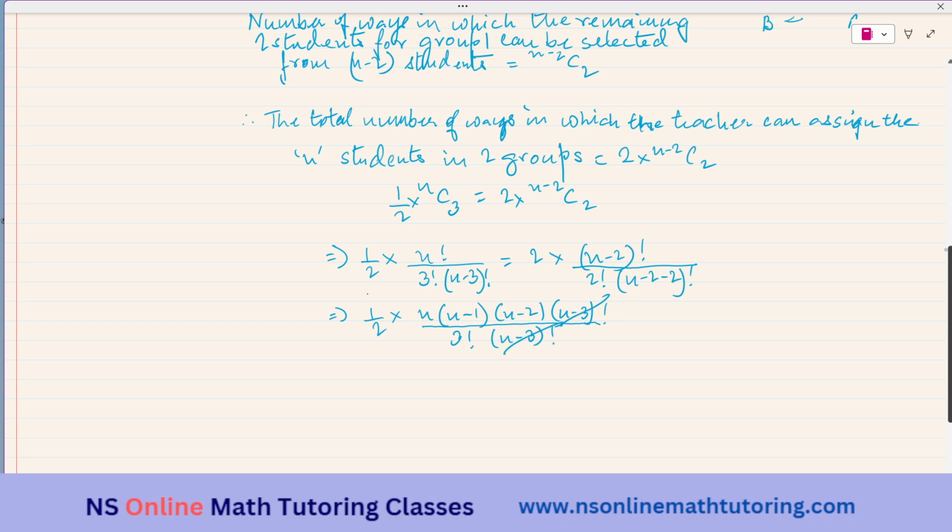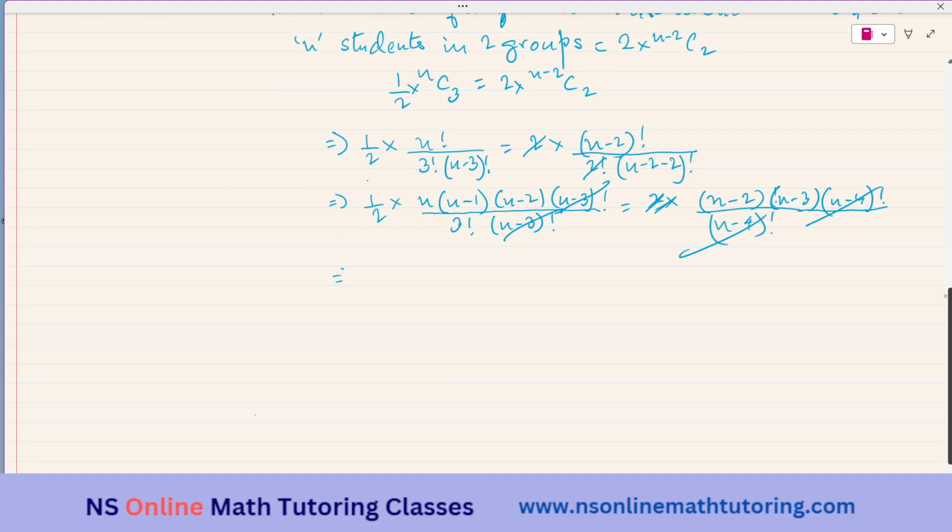These two will be getting cancelled, and for this part it is 2 times, and this 2 can get cancelled. Okay, and n minus 2 factorial, so this will not be there. N minus 2 factorial over n minus 4 factorial. So n minus 2 factorial can be written as n minus 2 times n minus 3 times n minus 4 factorial. And in the denominator it is n minus 4 factorial, so these two can get cancelled.